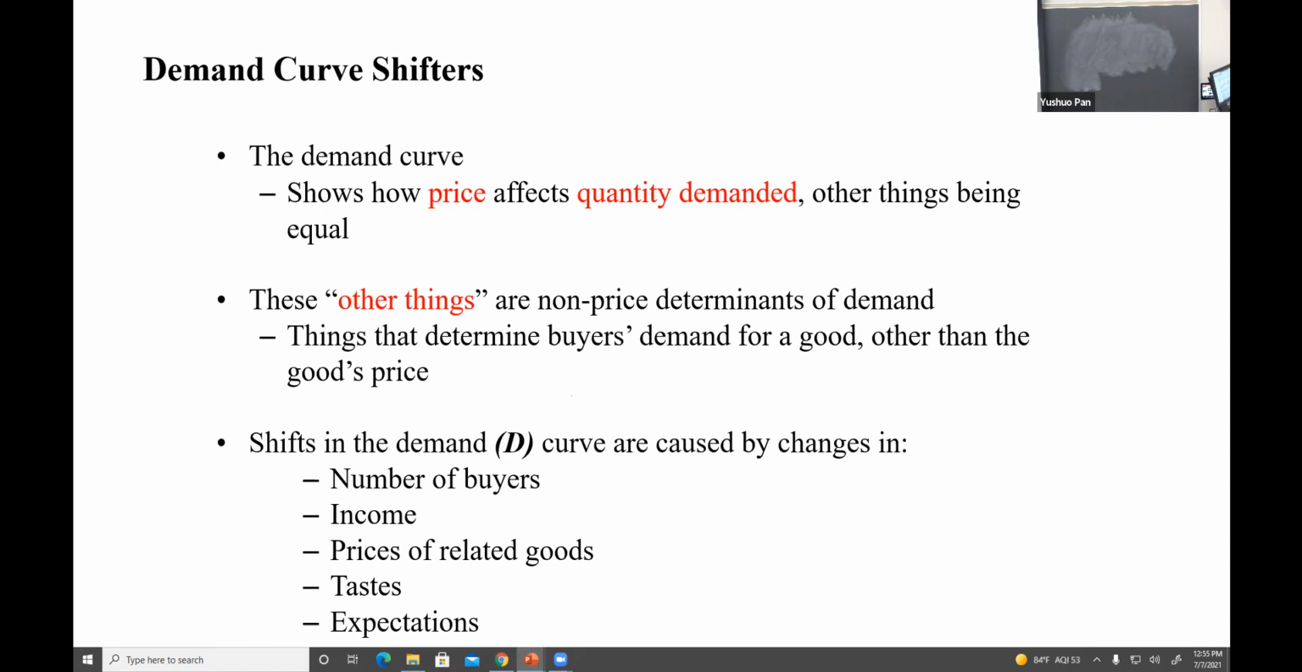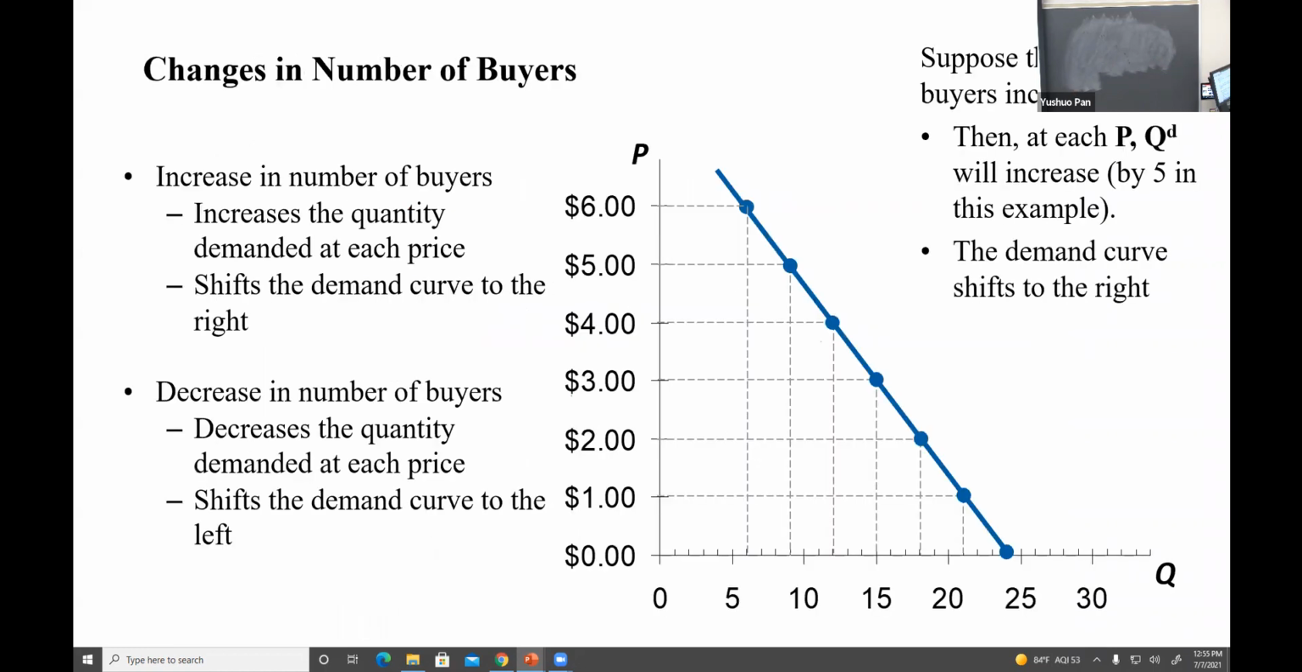There are 5 determinants for the demand curve. You should remember these 5, right? You should remember that. Number of buyers, income, prices of related goods. Again, here, although it's still the price, that's the price of related goods, not the price for that specific good. Tastes and expectations. I'm going to show them individually in detail.